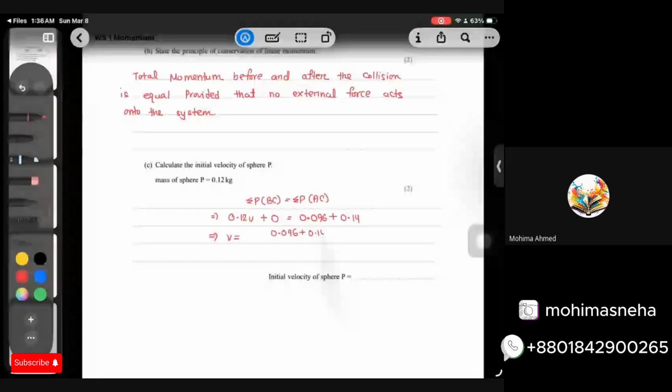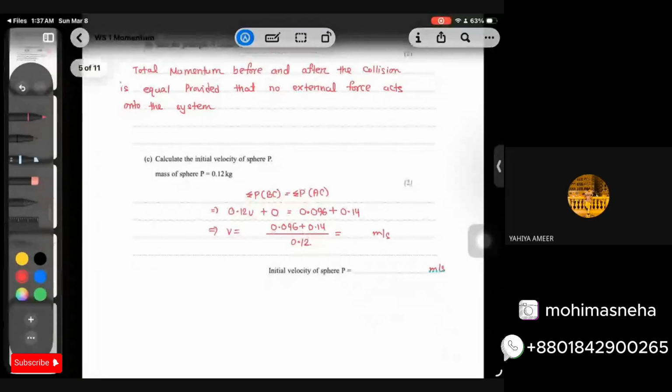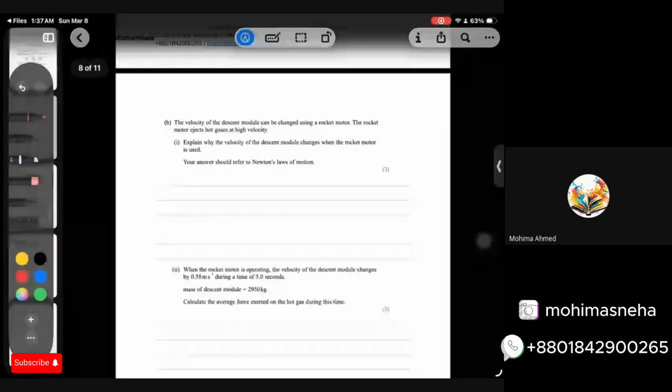From there, you just make V the subject. It's going to be 0.096 plus 0.14 over 0.12. How much do we get from here? 1.96. 1.96, right, that's your velocity. Okay, now we're done with this question.